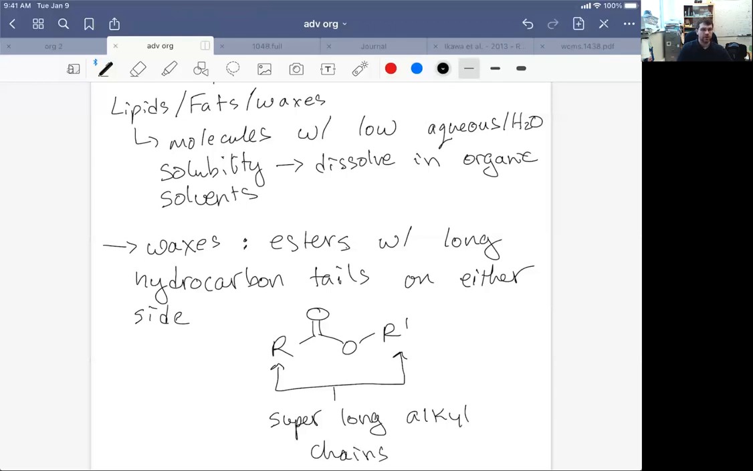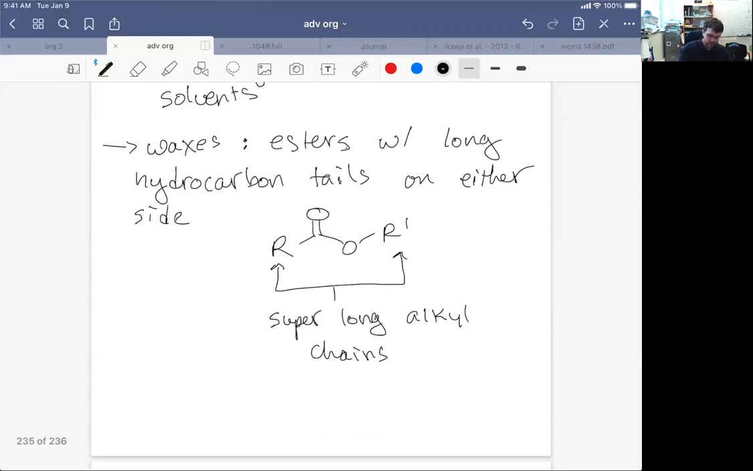Okay, and they're so long that oftentimes we see the melting point of these start to creep into ambient temperatures, or above ambient temperatures, sorry. And so these are solid at room temperature, but they're kind of waxy because they're difficult to pack into a uniform crystal lattice. Okay, so those are waxes.